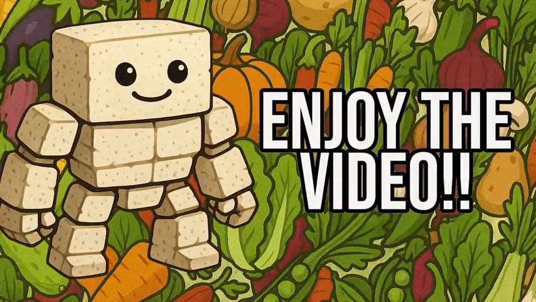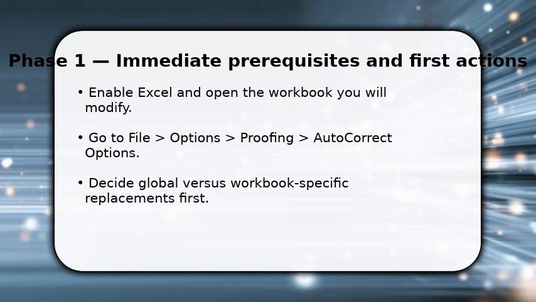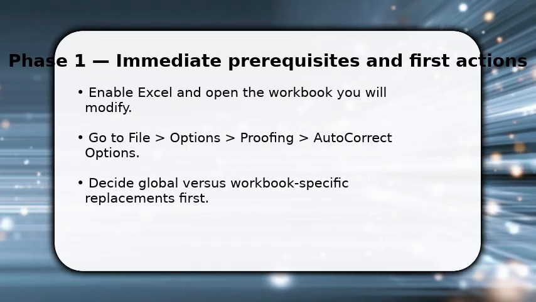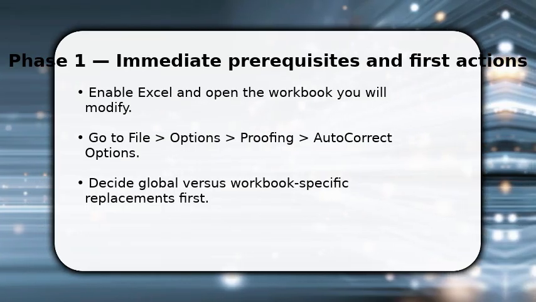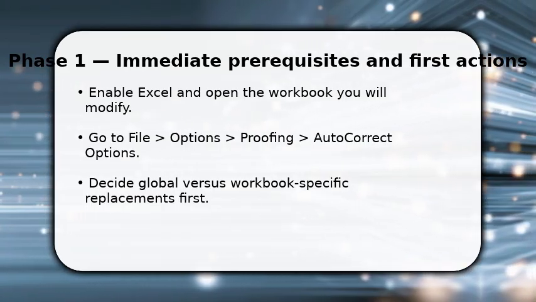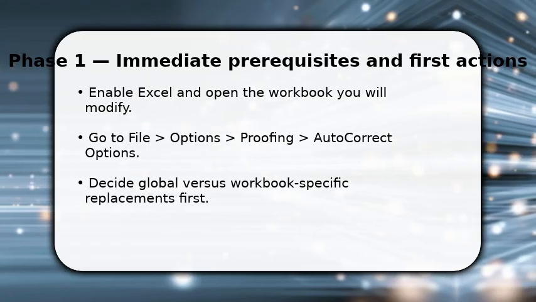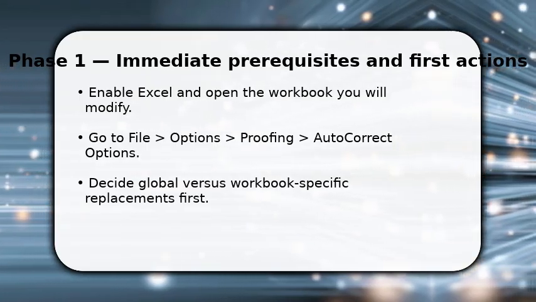Please enjoy the video. You start by opening Excel and going straight to File Options Proofing, then click Autocorrect Options. Once there, make sure to pick the right scope. Changes apply to Excel globally, not per sheet, so decide global versus workbook-specific replacements now.